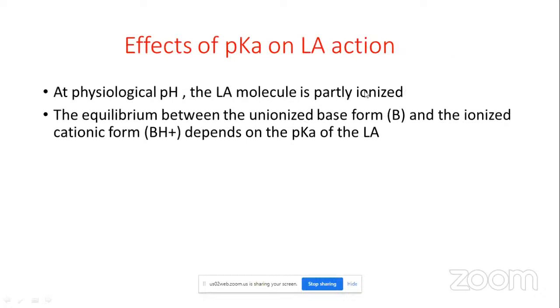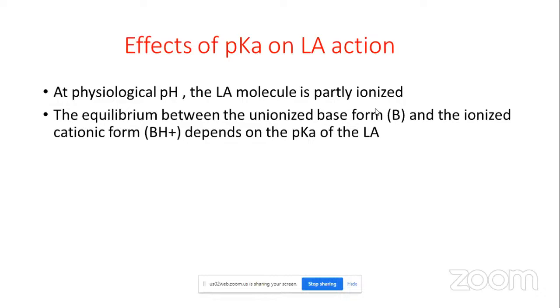Effects of pKa, which is the dissociation constant or ionization constant of a particular local anesthetic. At physiological pH, the local anesthetic molecule is partly ionized, as I told, the BH plus form. It is in its extracellular form. The equilibrium between the unionized base form and the ionized cationic form depends on the pKa of a local anesthetic. And we see, we add sodium bicarbonate to a local anesthetic.